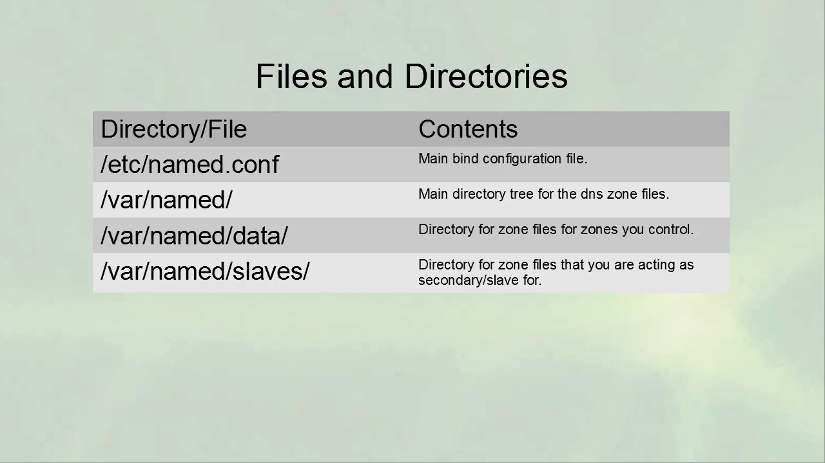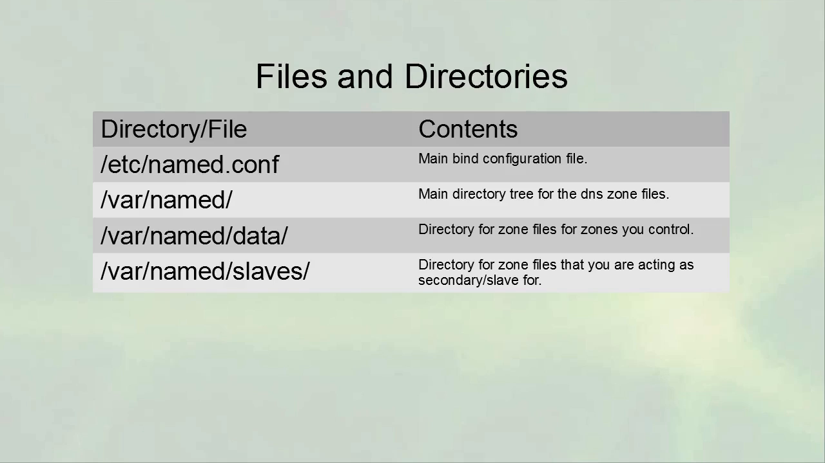When you are configuring your BIND server, or named, the main configuration file is in the /etc directory, /etc/named.conf. So you go in there, you modify that file. Sometimes it's /etc/named/named.conf, but you find the file there, you modify that file, and that file lists all of the data that you need to know about.